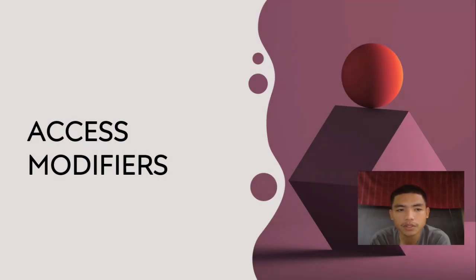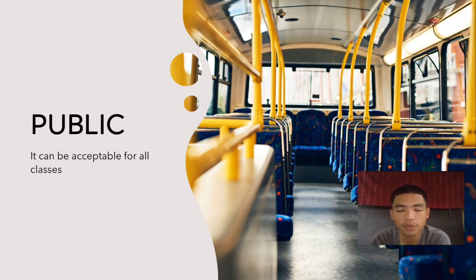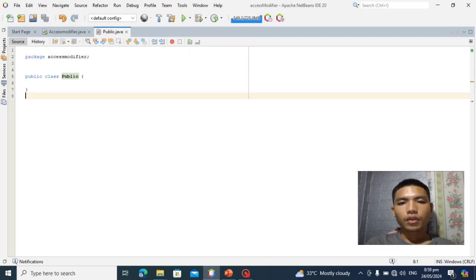So this is access modifiers in Java. There are four access modifiers in Java. The first one is public. Public can be accessible for all classes. So public here is accessible for all classes. This is how the public access modifier works in Java.